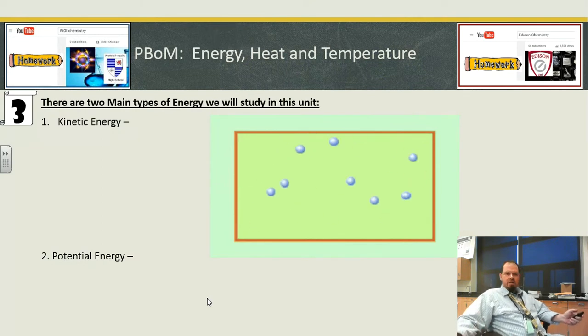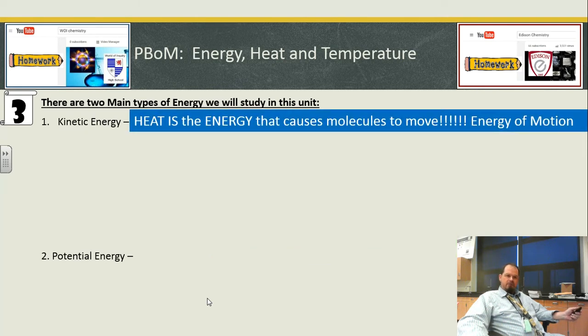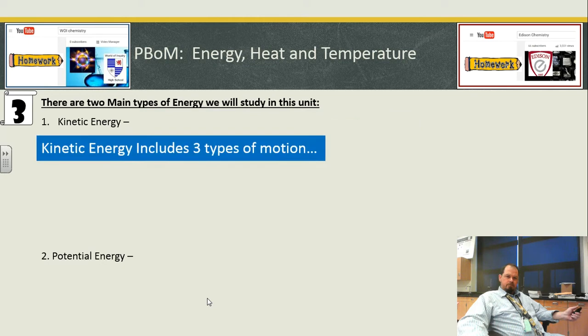So, two kinds of energy. Here we go: kinetic energy. You see that bad boy? Everybody's moving around. Kinetic energy is, first of all, heat, which is energy that causes molecules to move. This is the energy of motion, kinetic energy. Kinetic energy includes three types of motion.